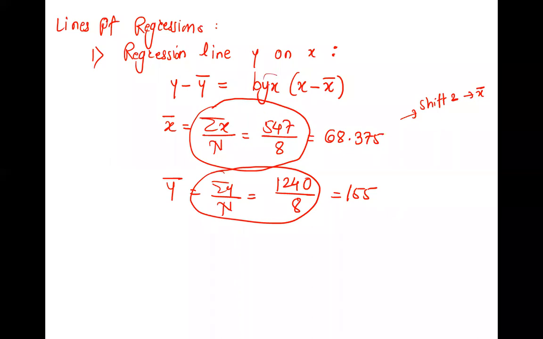Next we want byx, and then for the second regression line we'll need bxy also. So we find both of them. So byx is nothing but what is the formula? R into sigma y upon sigma x. Do we have R? Yes, 0.9032.